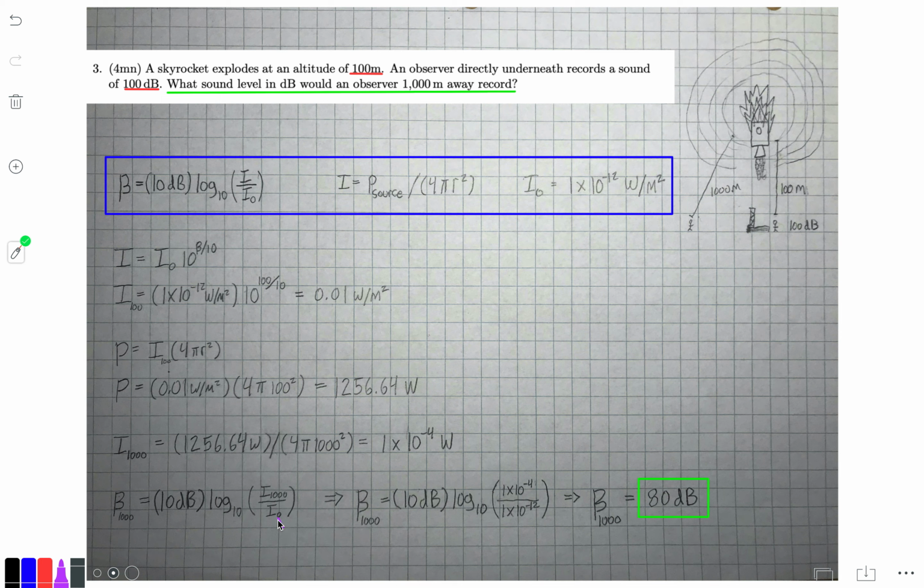So again, using our threshold of human hearing and our equation up here, we can just solve algebraically, and we end up getting that the sound at 1,000 meters that someone would observe is 80 decibels.